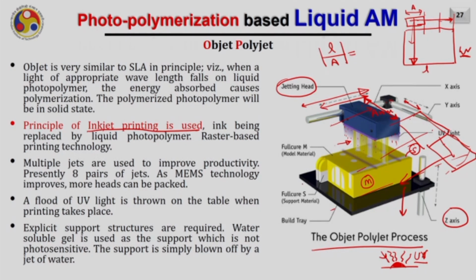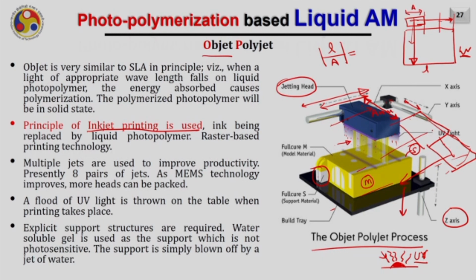We have a very good advantage here of utilizing the explicit support. This support can be of any desired material. Unlike in the wet photopolymerization processes we discussed so far, here, being a different type of support structure used, we can give appropriate properties to them so that they can be removed easily. What Objet uses, the company usually uses a material which is easily washable just by the water jet.